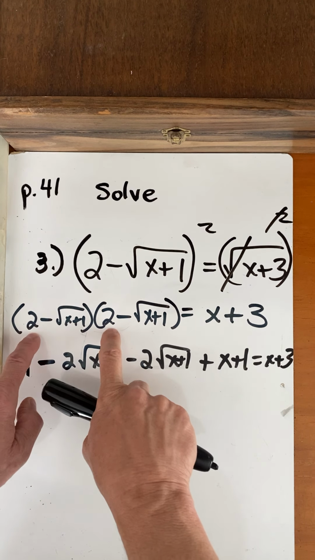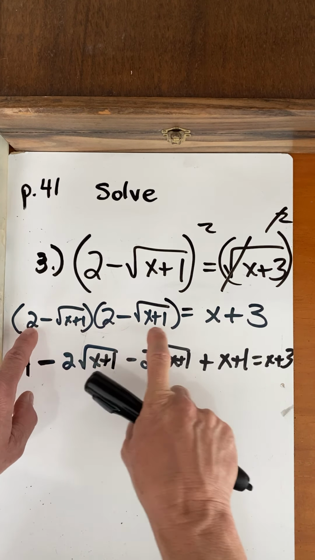Okay, so 2 times 2 is 4. 2 times negative root x plus 1 is negative 2 root x plus 1. Now, root x plus 1 times root x plus 1 just becomes x plus 1. So now this becomes 4 minus 4 root x plus 1, sorry, this is plus, x plus 1 equals x plus 3.